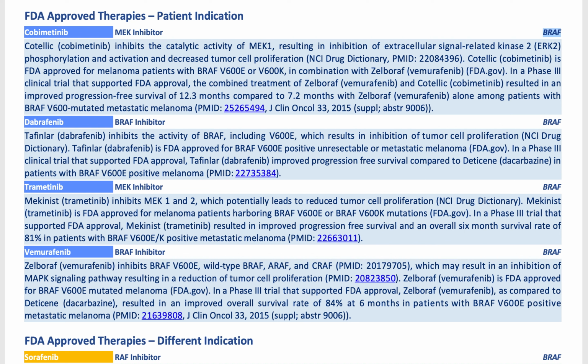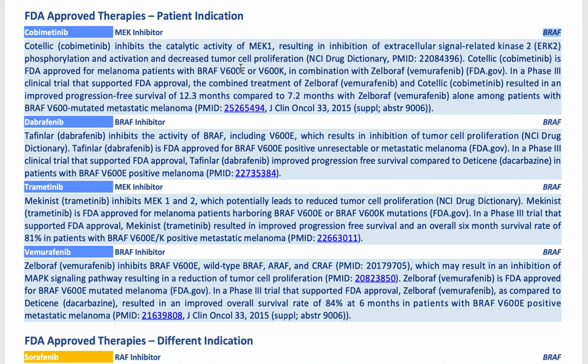The final section of the patient report details the therapy options for the patient given the clinically significant variants detected through genomic sequencing. The first subsection includes the therapies that are FDA approved for the patient indication. This means the therapies are approved for the type of cancer the patient has.